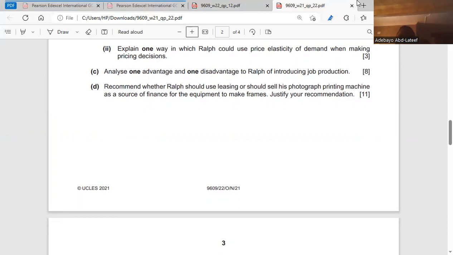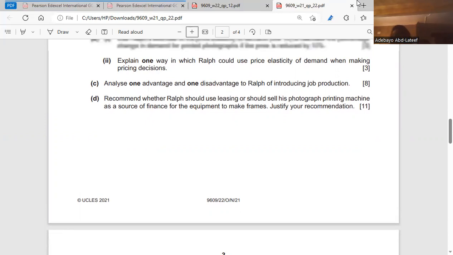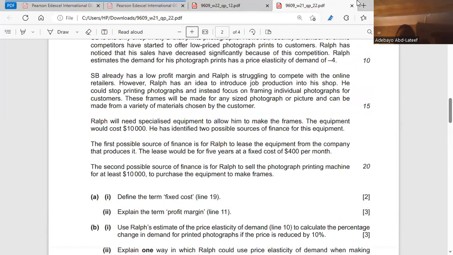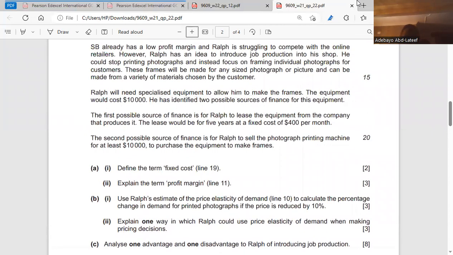D, recommend whether Ralph should use leasing or should sell his photograph printing machine as a source of finance for the equipment to make frames, or justify a recommendation. So go back to the case. Second to the last paragraph. No, third to the last.